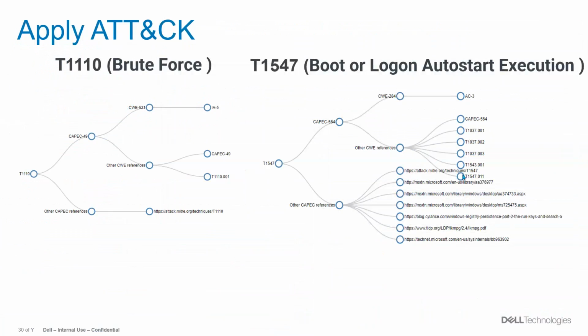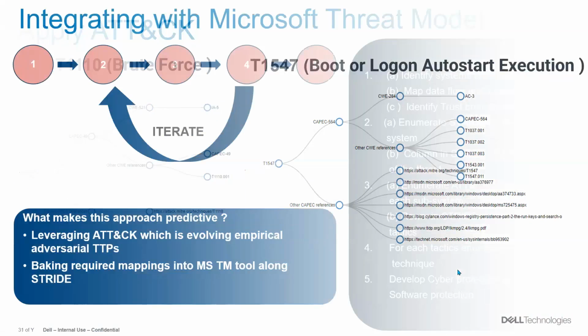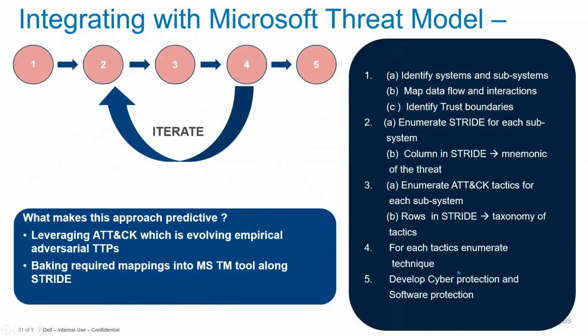I also gave another example here so that you can get a little more idea about it. Okay, so now just to summarize this, right? How do we do this? We perform threat modeling, map the data flows, identify the boundaries. While you enumerate the STRIDE threats, in each of the columns there is a mnemonic for the threat. And then you enumerate the tactics. So the rows in the STRIDE correspond to the tactics and the columns in the STRIDE correspond to the mnemonic of the particular threat.